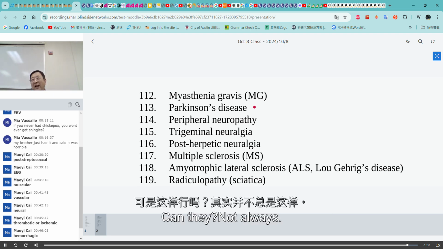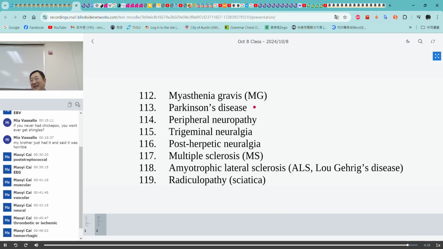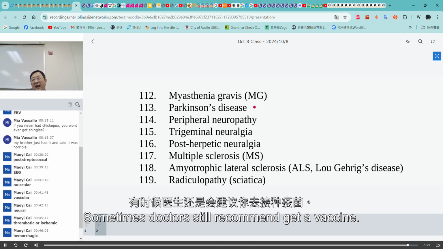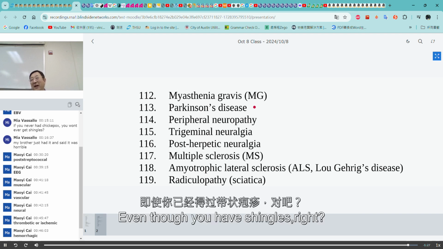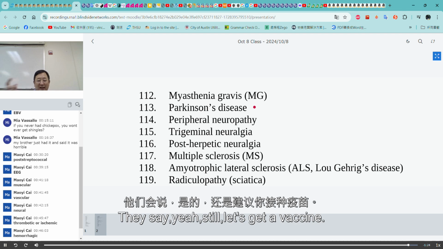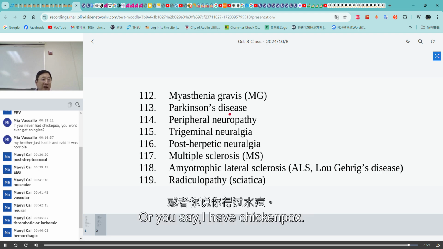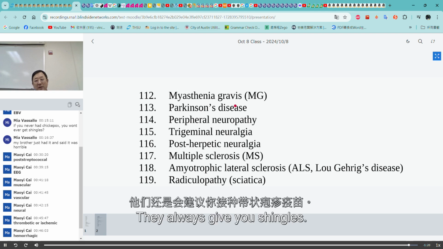So people say, I got shingles. Possible. Can they? Not always. Sometimes doctors still will recommend getting a vaccine. So even though you have shingles, they say, yeah, still let's get a vaccine. Or if you say, I have chickenpox, it doesn't matter. They always give you a shingles vaccine.